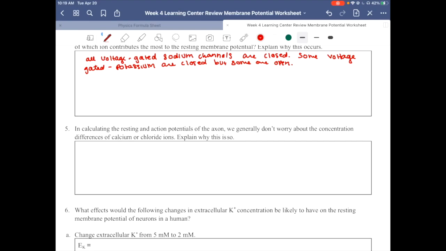All right, and another thing is that when we're calculating the resting or the action potential of the axon, we generally don't include the concentration difference of calcium or chloride ions. This is because the concentration differences are set up by active transport across the membrane, which is true for all concentration differences. So we're not concerned with the concentration difference of calcium and chloride ions because the neuron membrane is essentially impermeable to them.